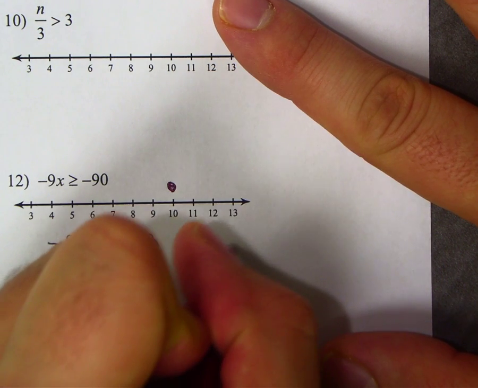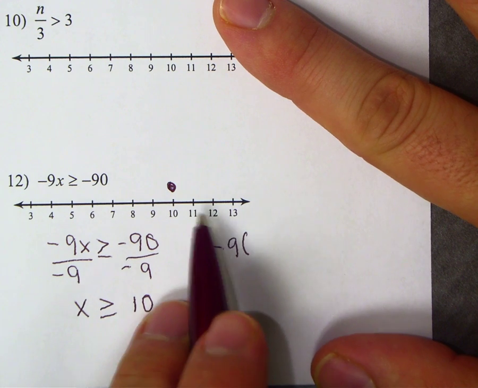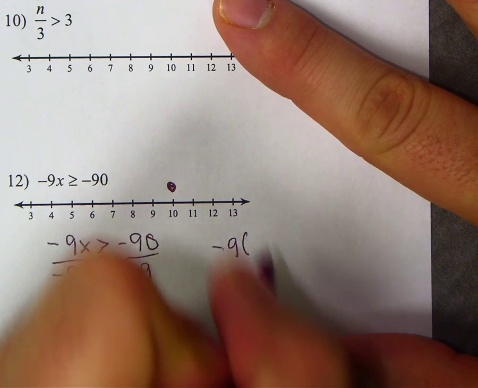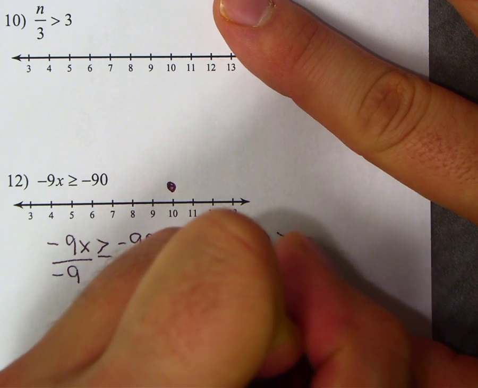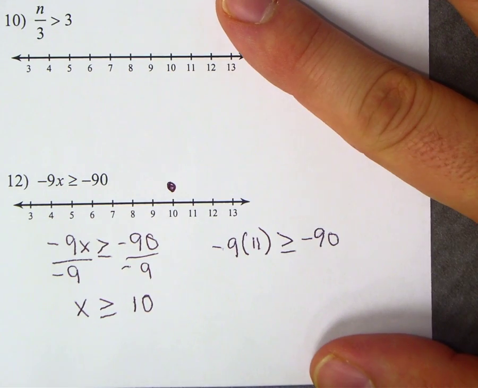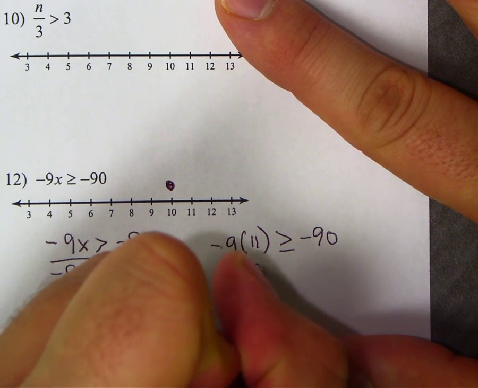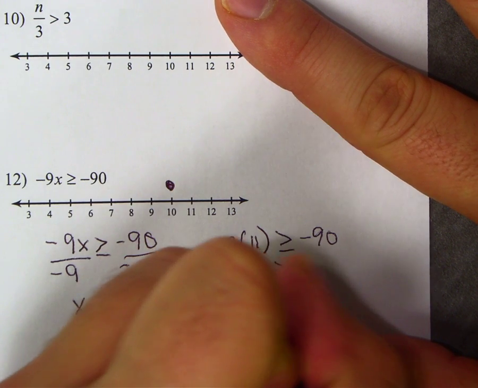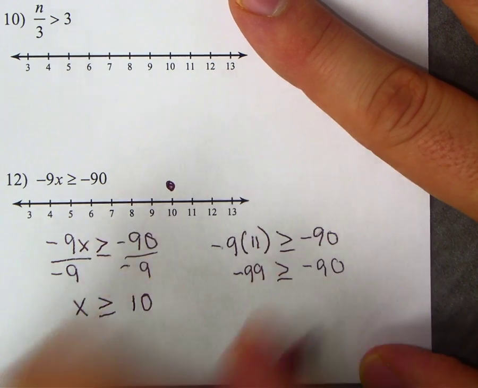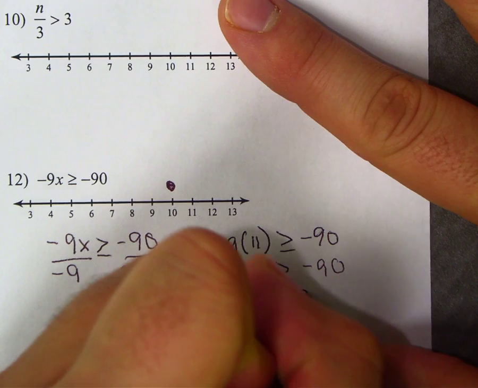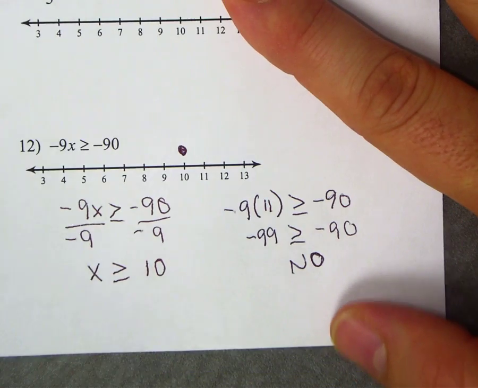Since x is greater than 10, let's use 11. Negative 9 times 11 is negative 99, is that greater than or equal to negative 90? Is negative 99 greater than or equal to negative 90? No. So this brings us to our one difference here.